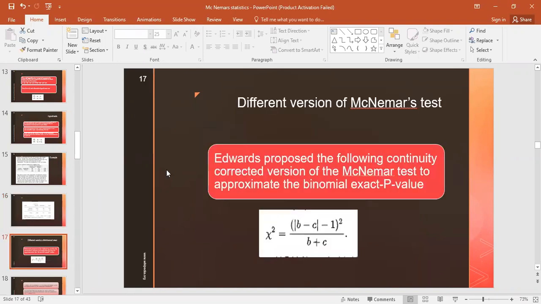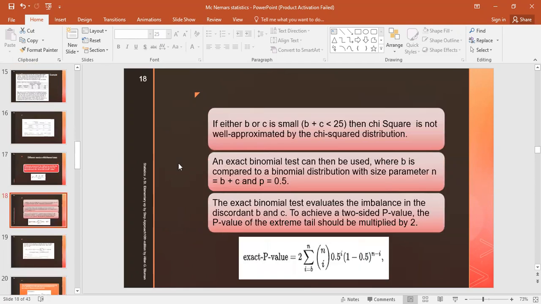There are different extensions of the McNemar test. Edwards proposed the following continuity-corrected version of the McNemar test to approximate the binomial exact p-value. This is the Edwards correction, and this is the formula which is used. You can see that in this formula, we use only the discordant pairs, B and C values. The other version is the exact p-value, and here is how we calculate it.